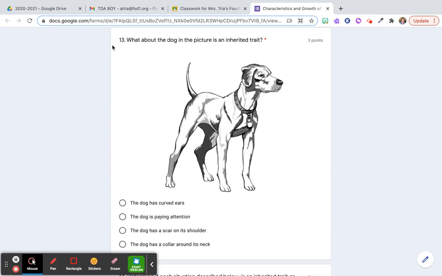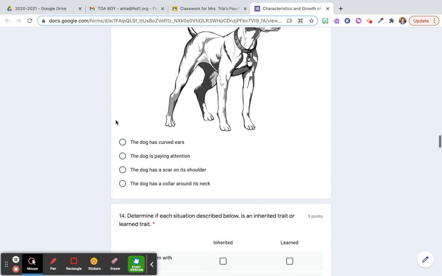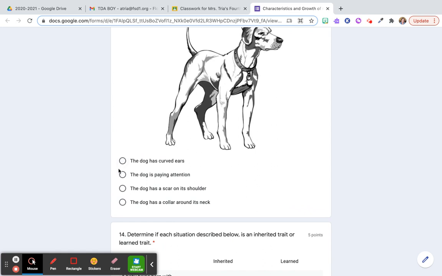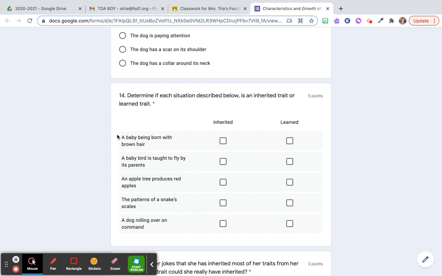Number 13, what about the dog in the picture is an inherited trait? The dog has curved ears, the dog is paying no attention, the dog has a scar on its shoulder, or the dog has a collar around its neck.